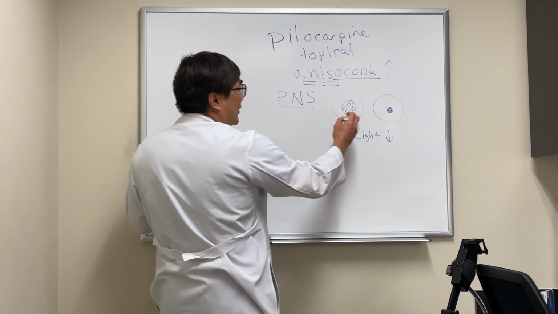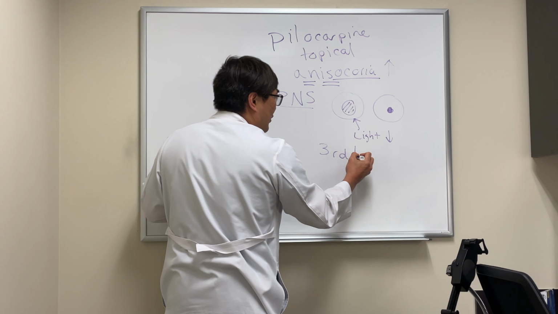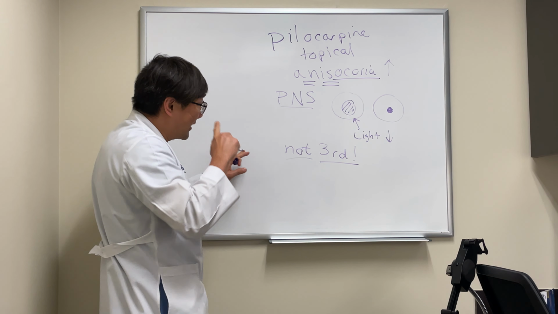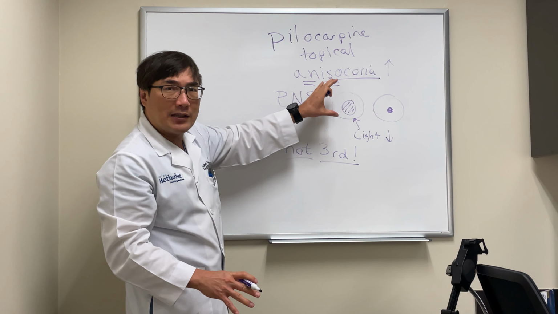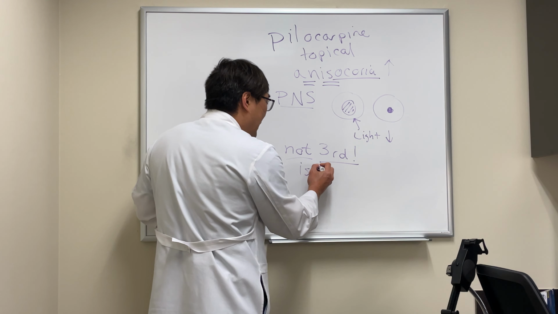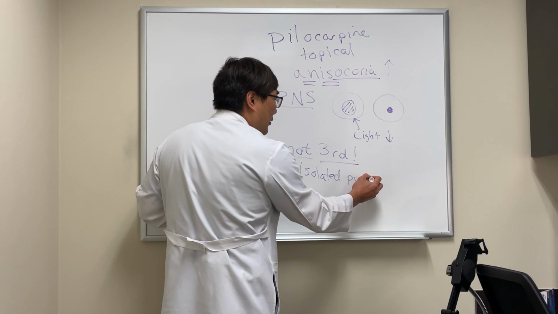And so when we're confronted with this situation right here, the first thing you need to make sure is that it's not a third nerve palsy. And the way to do that is not with these drops. The way to do that is to look for the ptosis and the motility deficit. So if it's an isolated pupil, then you can be relatively assured that it is not a third nerve palsy.